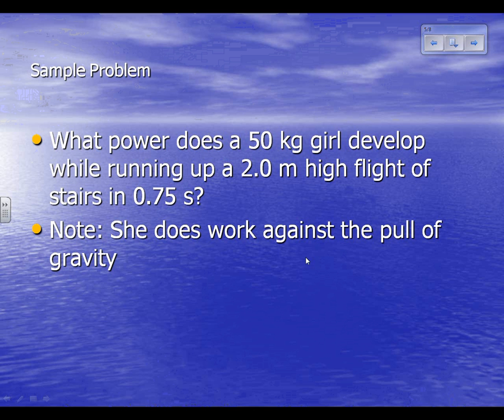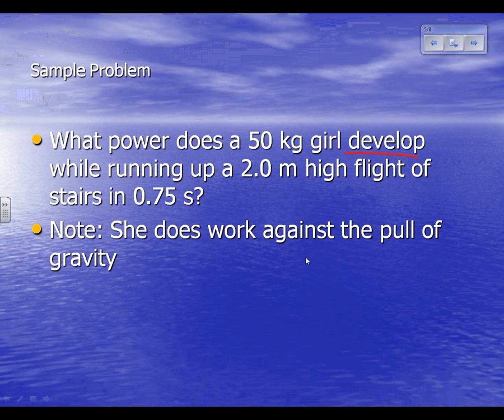So how much power does a 50 kilogram girl develop? This is one word that pops up in power questions: develop power. I don't know, that kind of doesn't make sense to me, but I threw it in there because it does show up in the questions. What power does a 50 kilogram girl develop while running up a 2-meter high flight of stairs in 0.75 seconds? By the way, this is exactly what you're going to do in the personal power lab. You're going to find out what your personal power rating is.